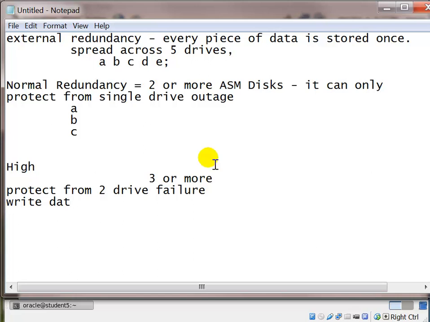All right, so that being said, again, same rule applies. If you only have 3 drives, you lose one, you're not going to lose data in high redundancy, but at the same time, you cannot mount the disk group normally because it cannot guarantee the redundancy level. But it can survive up to 3 drive failure.